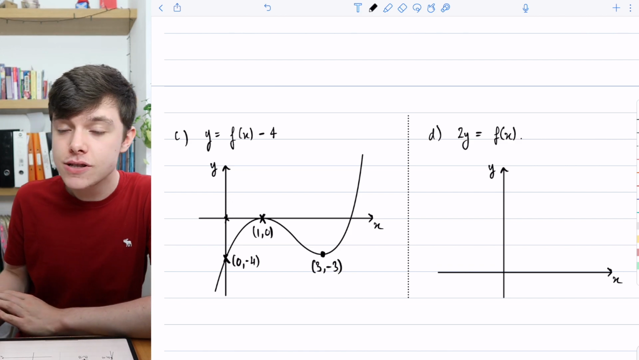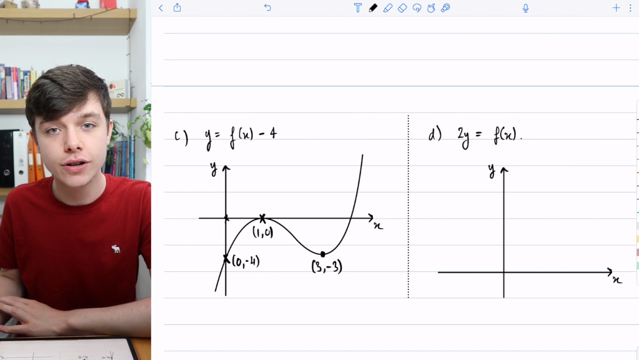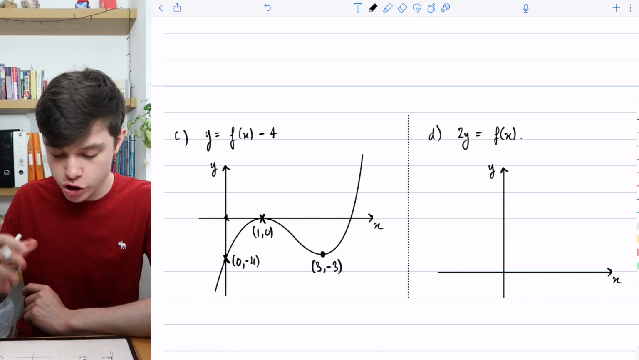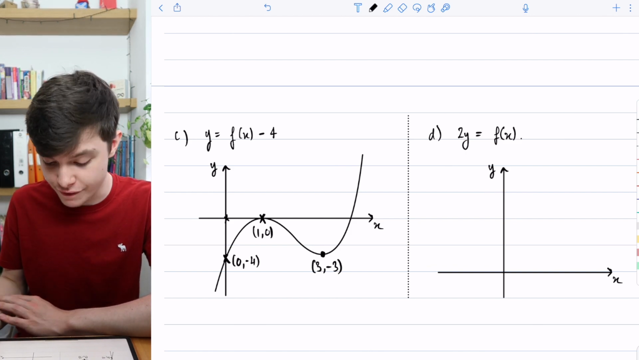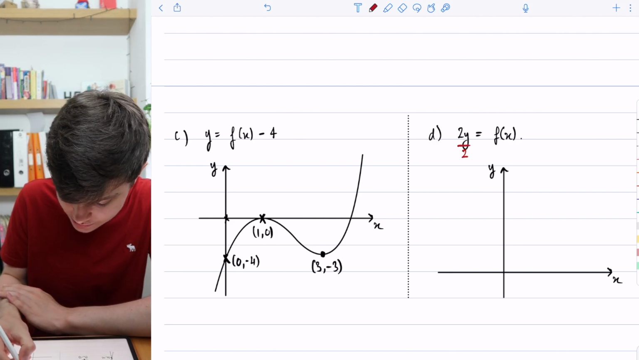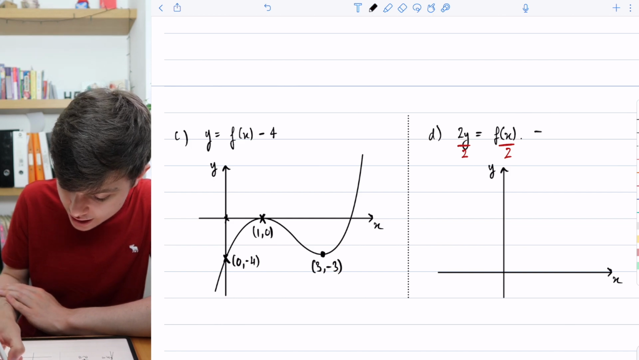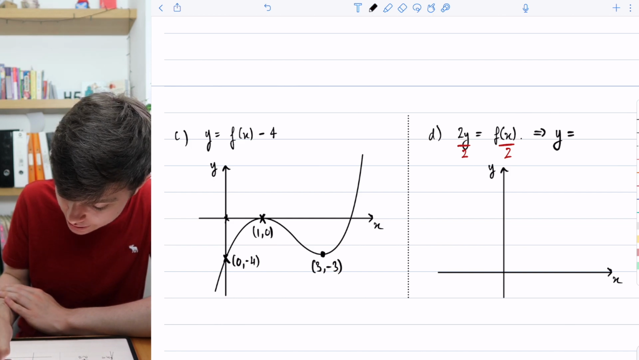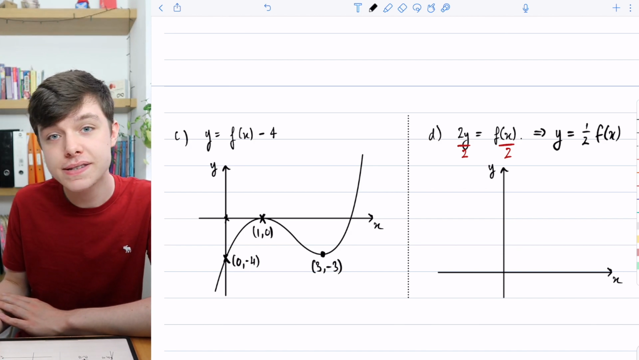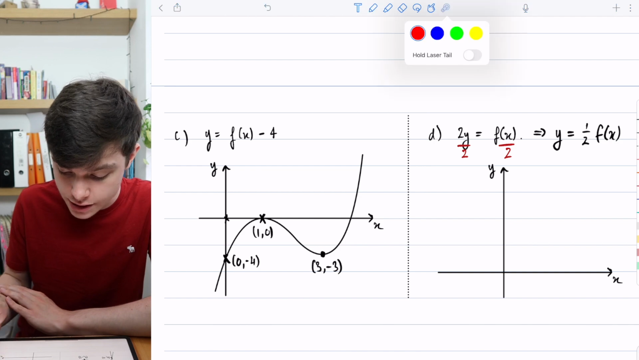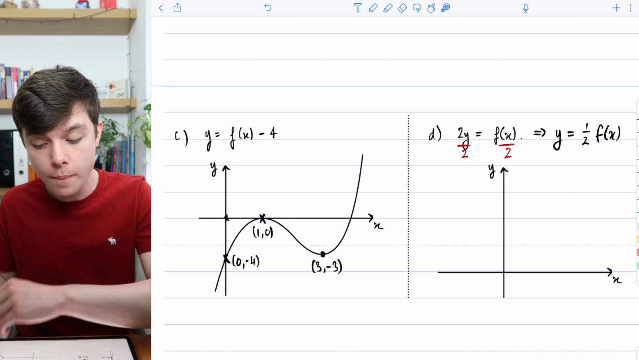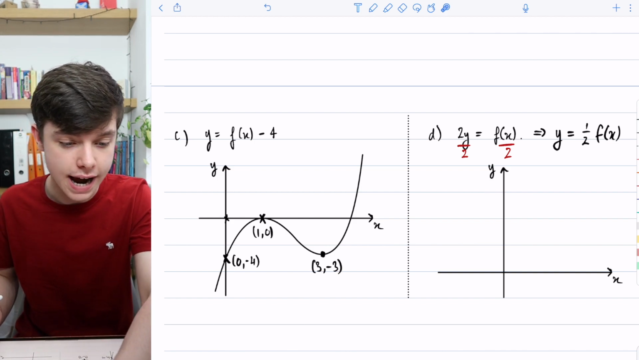Okay, and then D is not a translation, it's a stretch, and we had a look at stretches in the previous video. It's written slightly differently here. We've got 2 times y is equal to f of x. I want y equals something, so I'm going to divide both sides by 2. So that tells me y must be a half f of x, okay? And then we can see it's a stretch. Now, it's a stretch in what direction? In the horizontal direction or in the vertical direction?